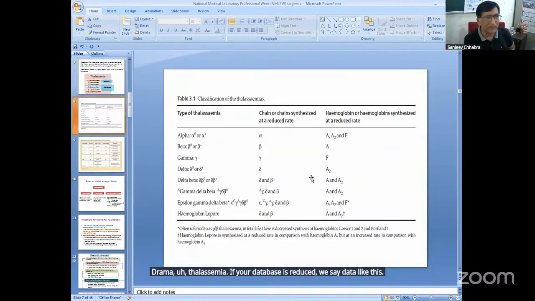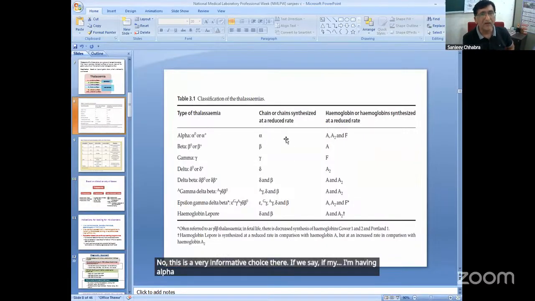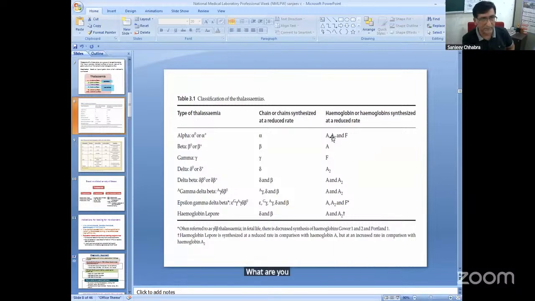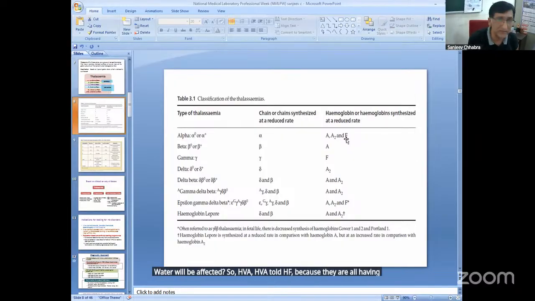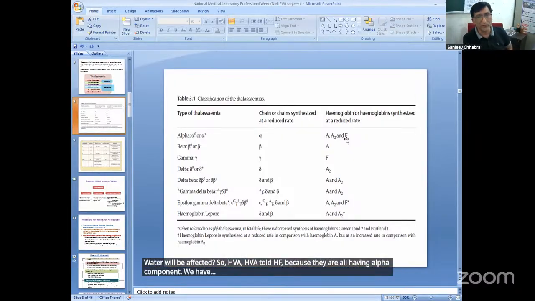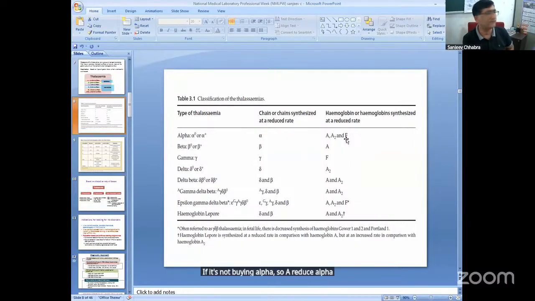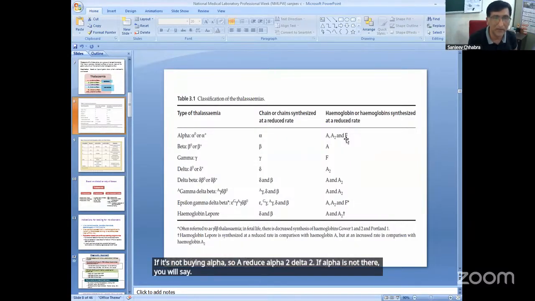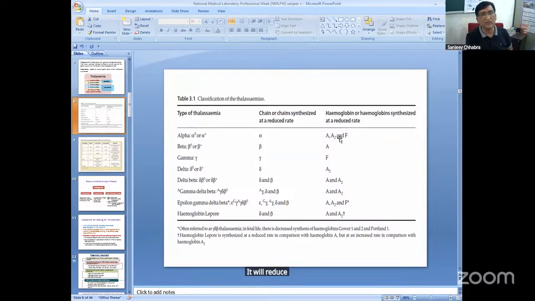Now, this is a very informative chart. If I have alpha thalassemia, what is affected? HbA, HbA2, and F, because they all have the alpha component. HbA is alpha 2 beta 2; if alpha is not being made, A is reduced. HbA2 is alpha 2 delta 2; if alpha is not there, it will reduce. So all three will be reduced. If beta chains are reduced, only HbA will be reduced. If gamma is reduced, F will be reduced.